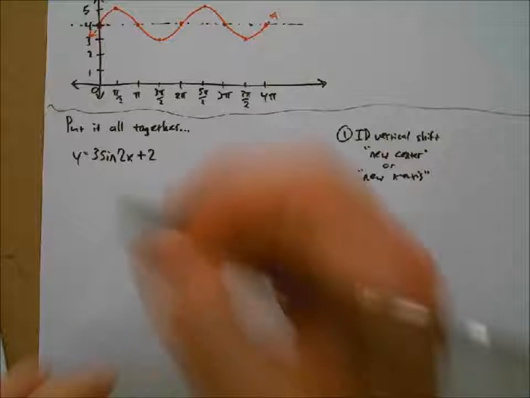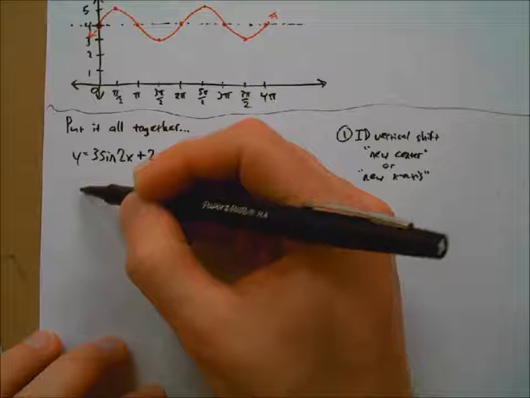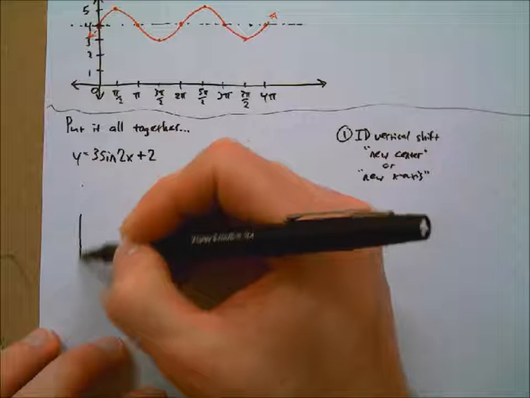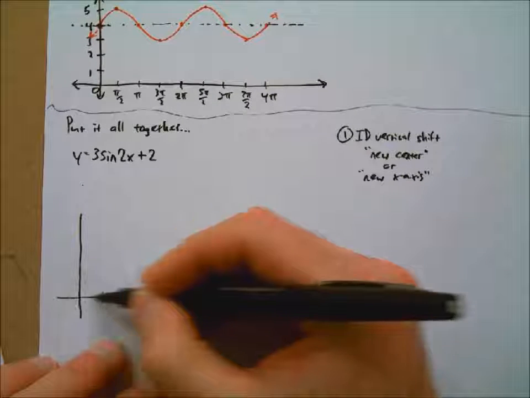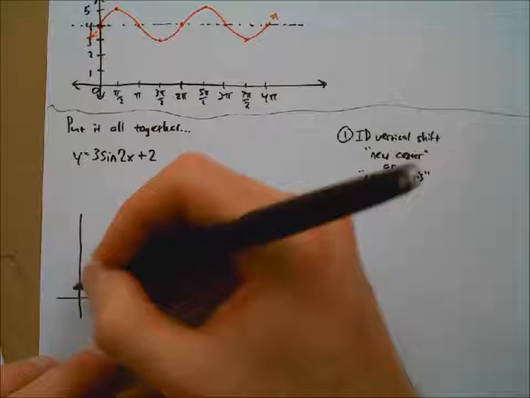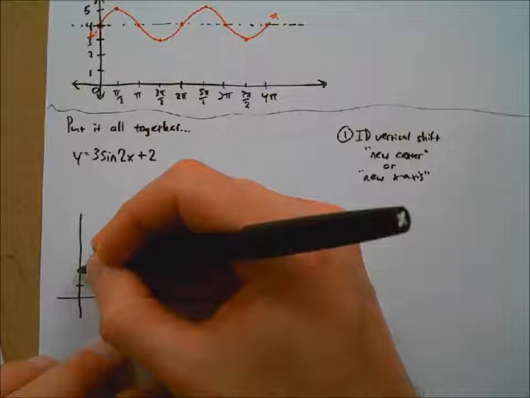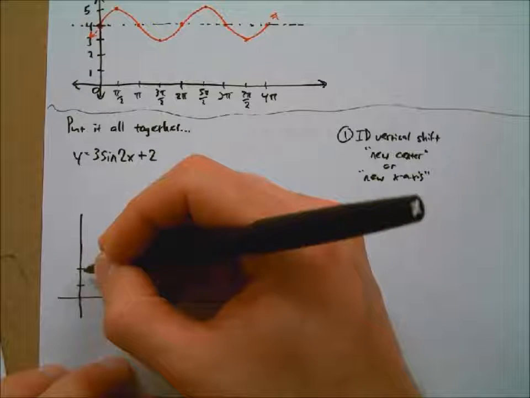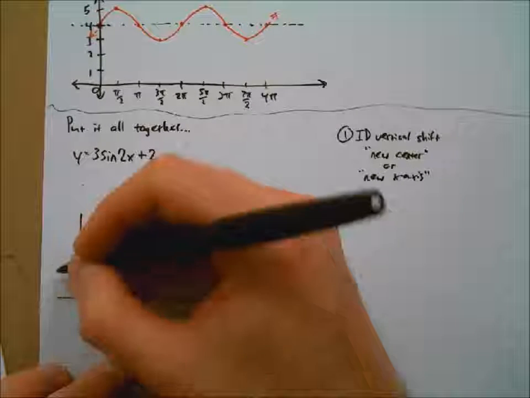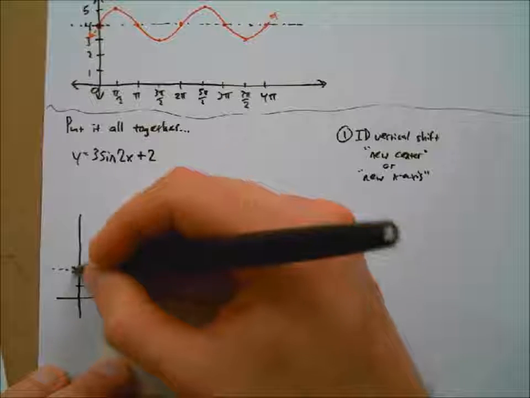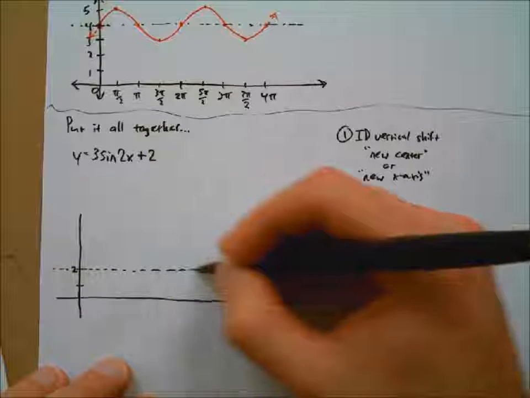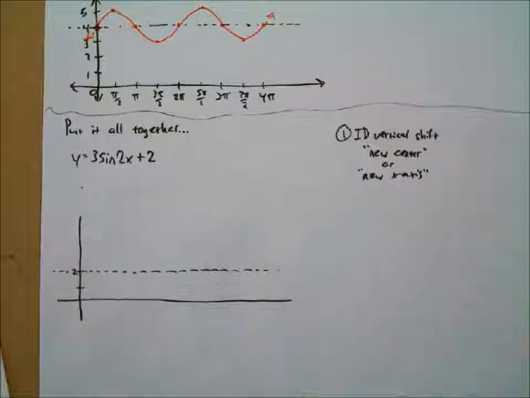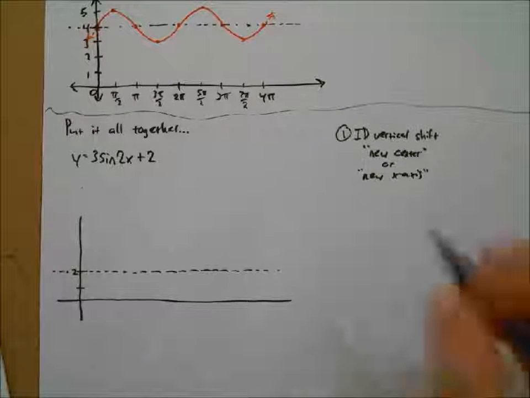So what I might do then is go ahead and leave myself some space. Let's do that here. Okay, so we'll say there's 1, there's 2. So there's my shift up 2. I'm going to go ahead and draw that little dotted line. That's kind of like my new axis there. Okay. Number 2.